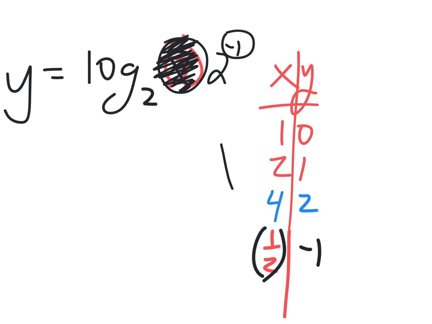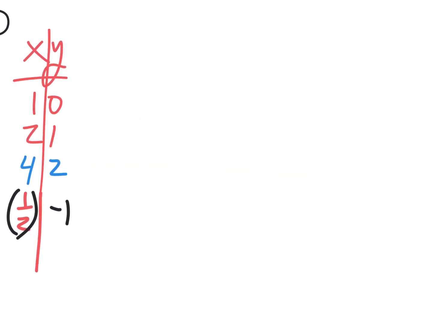Now, I have 1, 2, 3, 4 dots there. If I can't figure out what this graph looks like from those 4 dots, there's one other thing I could do that would be smart.